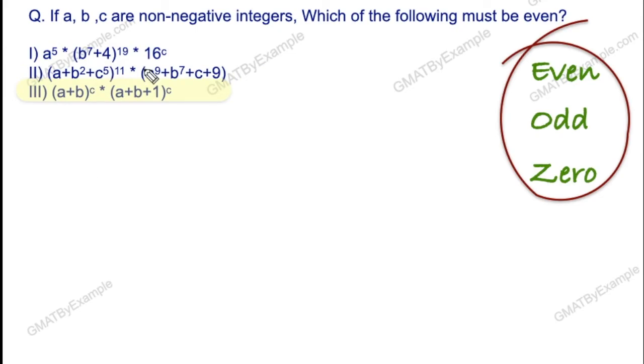All right, let's look at choice number 3. A plus b raised to the power of c, and a plus b plus 1 raised to the power of c. It's very simple. When you start looking at the possible values, c is an unknown power at this point. We don't know what c is. Could be even, could be odd, could be zero. As soon as c is 0, it doesn't matter what the value of a plus b is, as long as it is non-zero, you get 1 multiplied by 1 as 1, right? So this value can definitely be odd also.